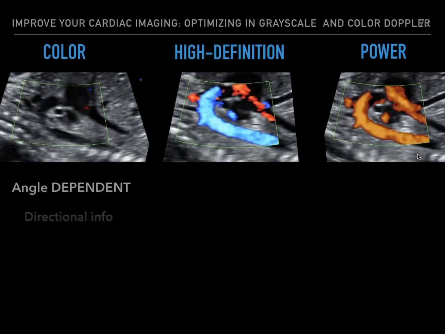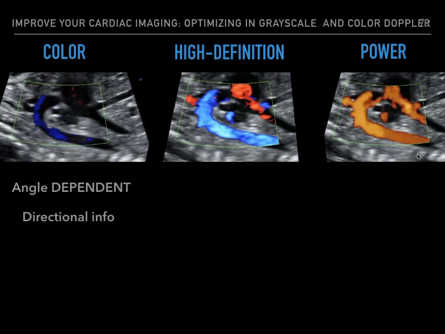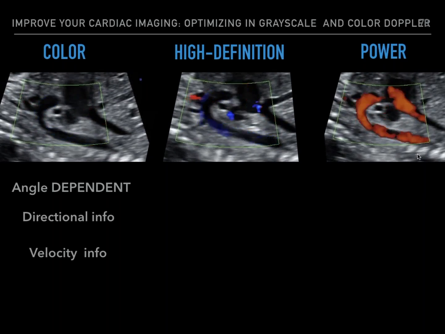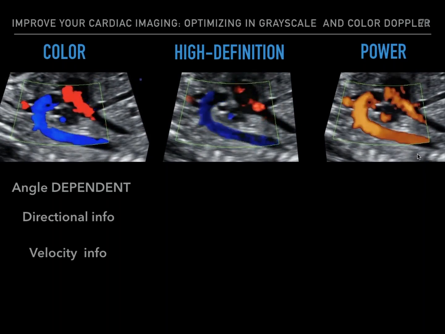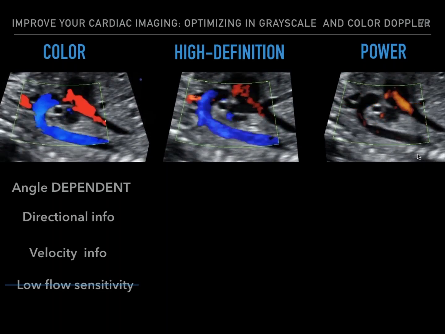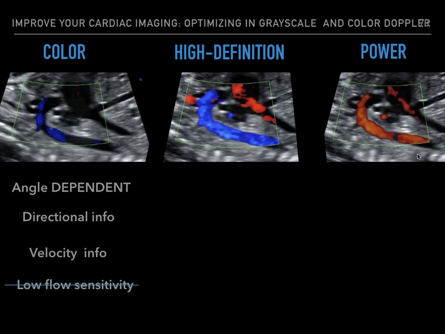Color Doppler also provides directional information and velocity information, which provides qualitative and semi-quantitative hemodynamic information. And the disadvantage is that it is unable to detect low flow sensitivity.